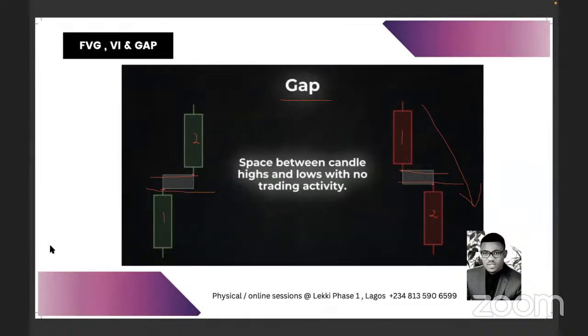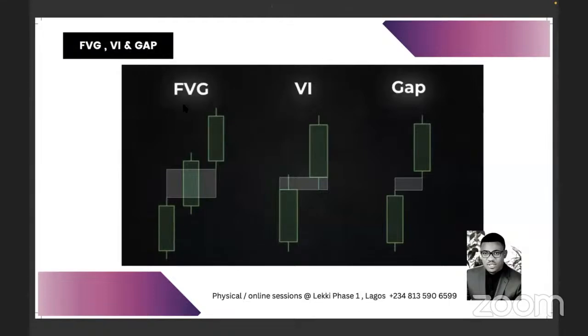We've talked about 3 things, and I don't want them to be confusing, so I'm going to show you the 3 of them at the same time: fair value gap, volume imbalance, and gap. What are the differences? One of them is a 3 candle formation. The other one is a 2 candle formation where the wicks overlap each other. In the third one, they don't even touch at all. This is gap, this is volume imbalance, this is fair value gap.